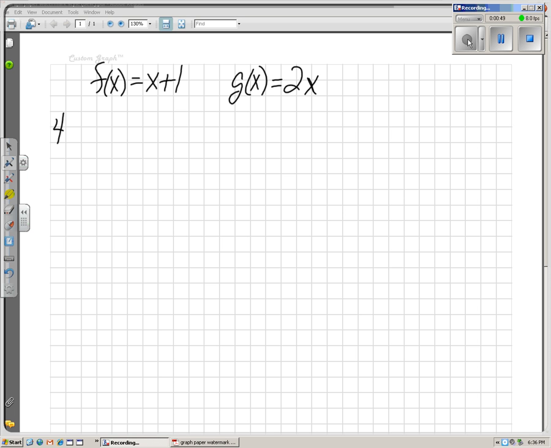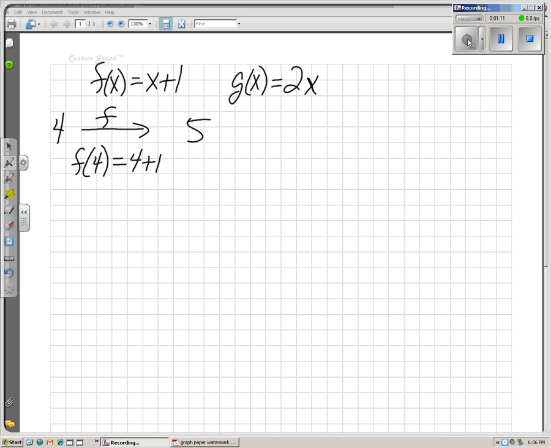And I want to run it through the f function. Well, that means I want to find out what the f function is when I run 4 through it. So instead of f of x, I'm using f of 4. I'm replacing the x with 4. That means 4 plus 1, and 4 plus 1 is 5. So 4, when I run it through the f function, produces 5.